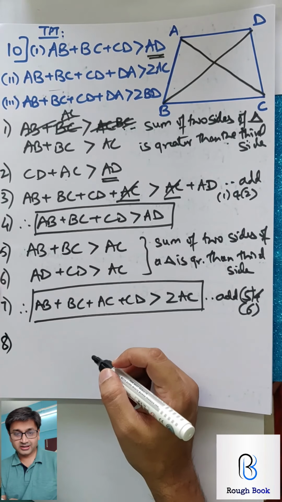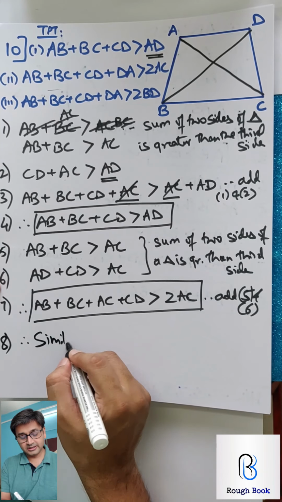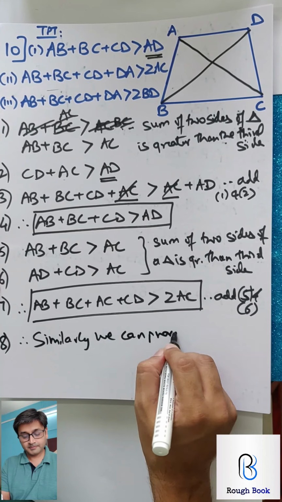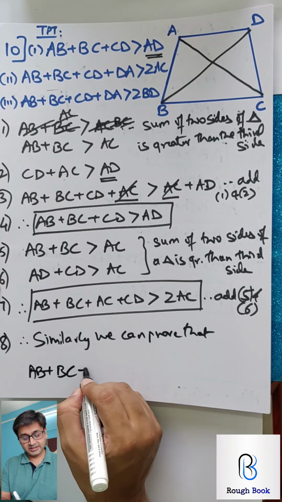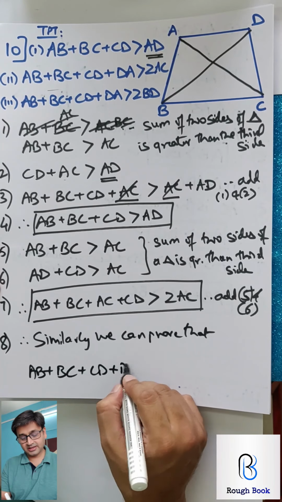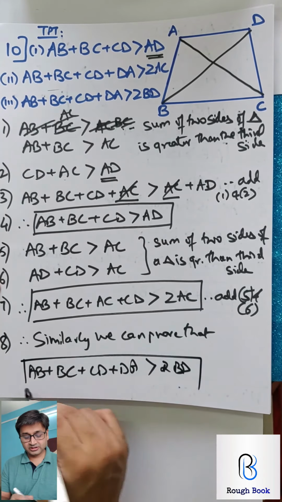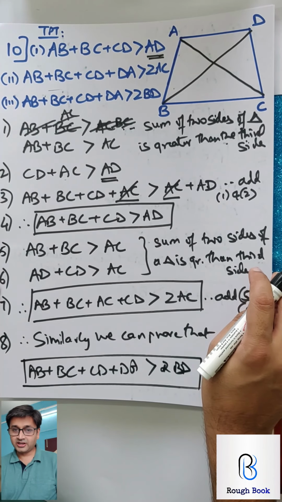Or if you are smart and if your teacher permits, which I will permit for sure, you can say similarly we can prove that AB plus BC plus CD plus DA is greater than twice of BD, because they are the same steps, so similarly is definitely allowed. Did you manage to get it?